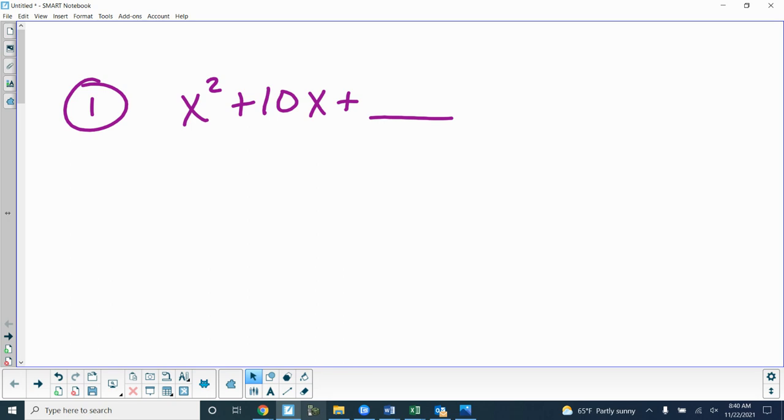All right, so the first two, you have to complete the square and factor it. Okay? So, how do I fill in the blank? Ten divided by two, right? The b is 10. So the b value 10 divided by 2 is 5. Then you square it. So the number that goes in there is 25.